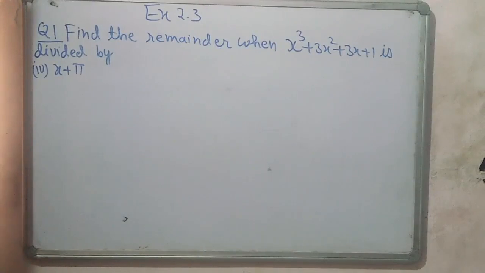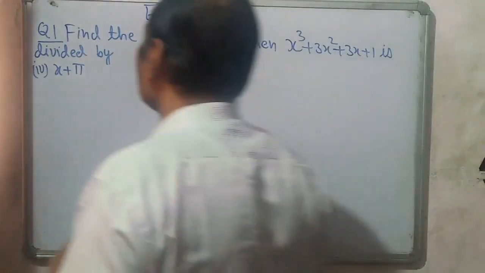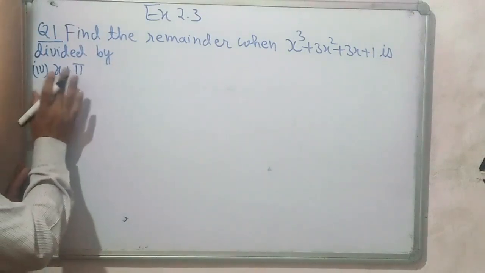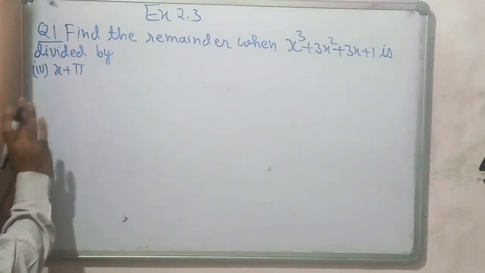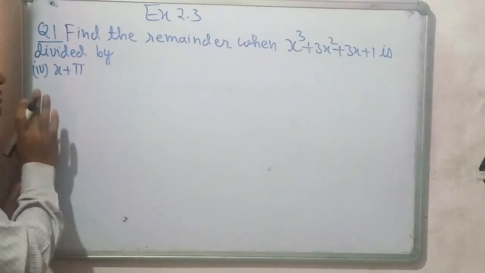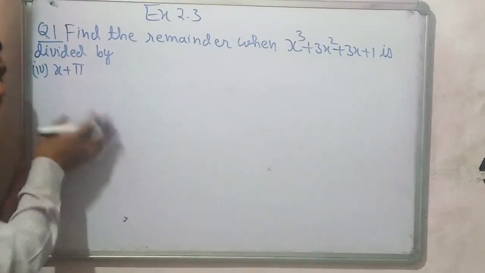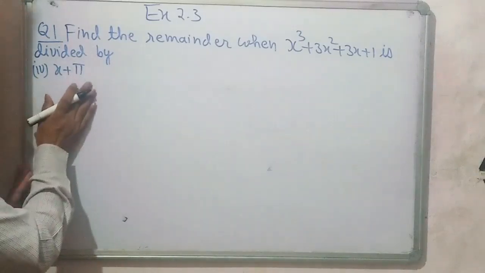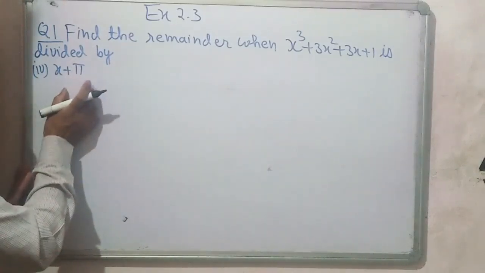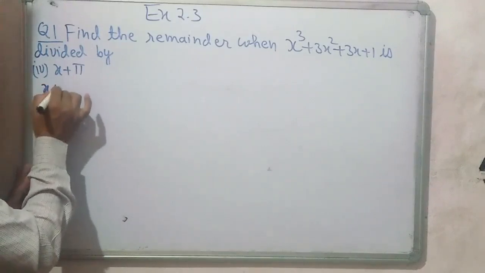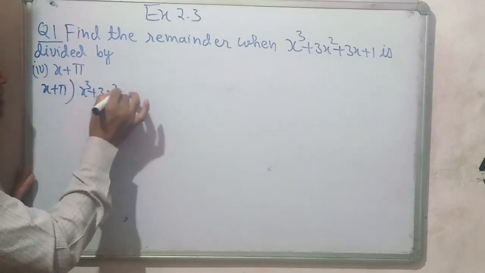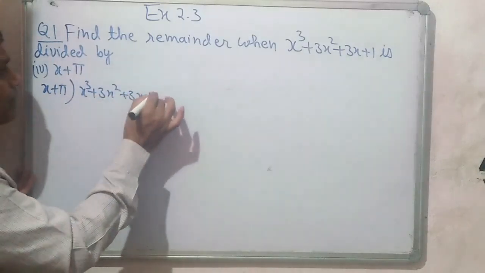Dear students, in the fourth part, we have to divide by x plus pi. Now in this particular part, many students get afraid. Why? Pi is there. It is not an alien. It's a real number. Right? So let us take pi as a constant. It is a constant. And divide our given polynomial x cube plus 3x square plus 3x plus 1 by x plus pi.